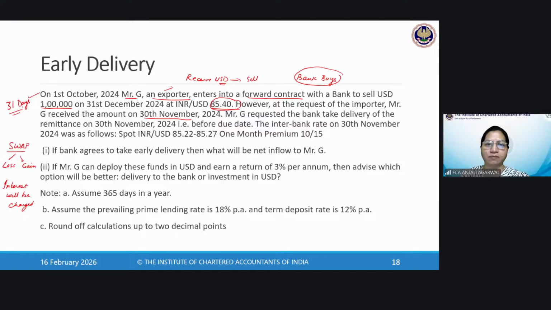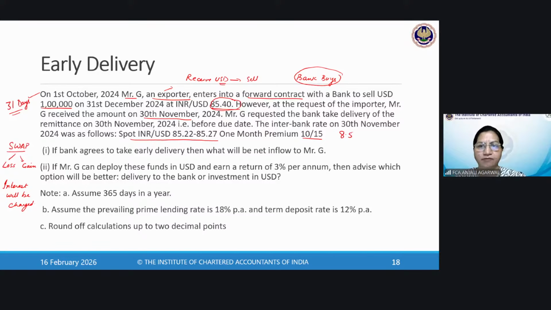on 30th November. So what will happen is I will have to go to the bank and request the bank to take an early delivery. So Mr. G requested the bank take a delivery of the remittance on 30th November before the due date. Now on 30th November, the interbank rates were these. INR against USD was 85.22 oblique 85.27, and there was 1 month premium. So on 30th November, the forward rates for 31st December will be, swap points are increasing.